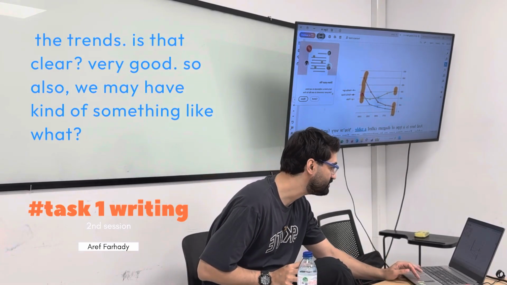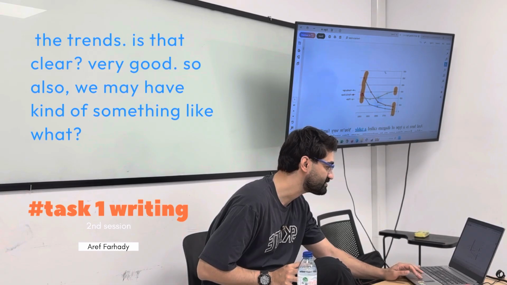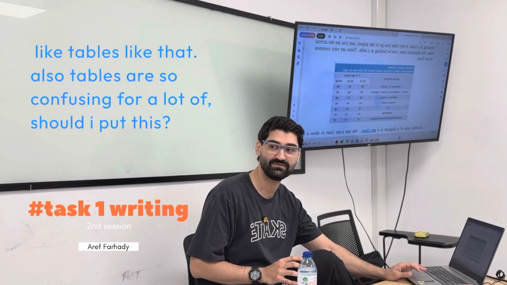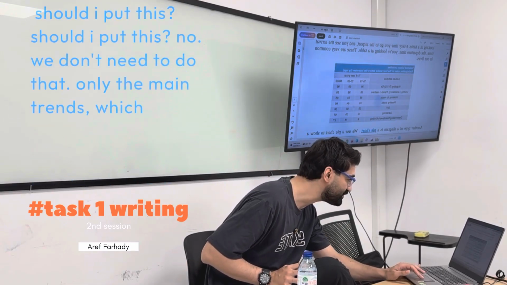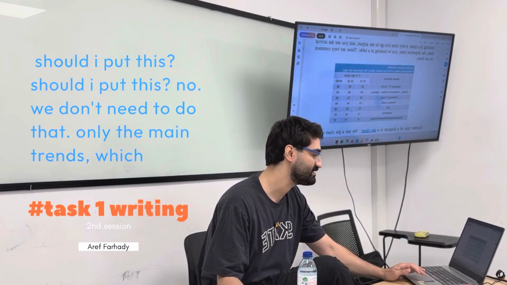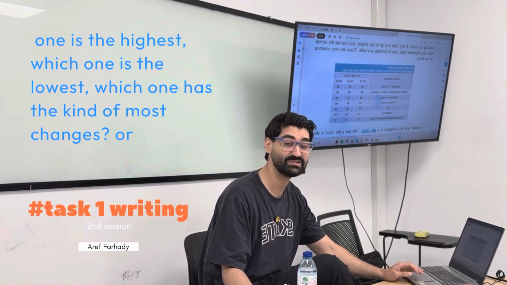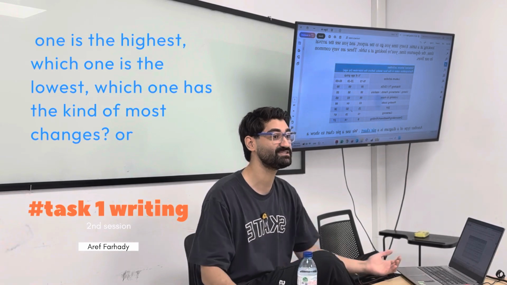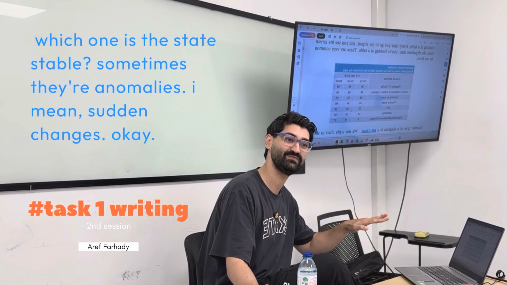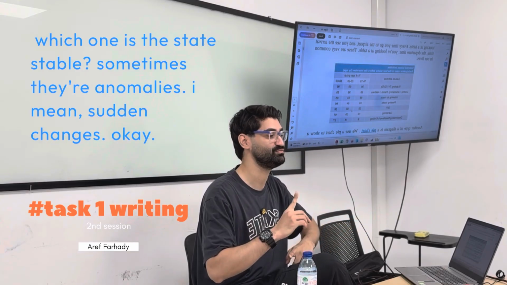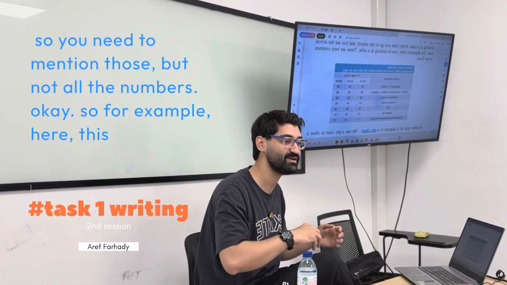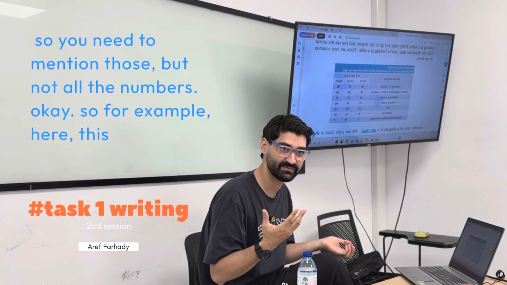So also we may have tables. Tables are so confusing for a lot of students. Should I put this? Should I put this? No, you don't need to do that. Only the main trends. Which one is the highest? Which one is the lowest? Which one has the most changes? Or which one stayed stable? Sometimes there are anomalies, I mean sudden changes, okay? So you need to mention those, but not all the numbers.